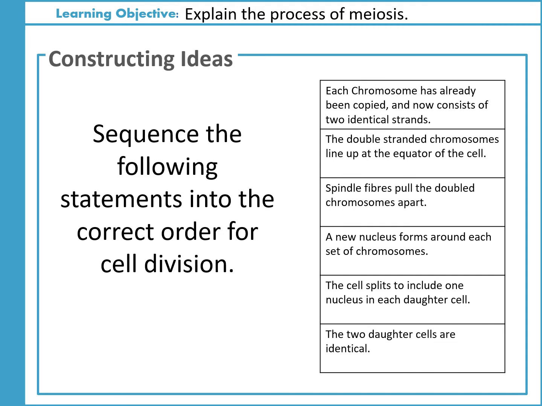Each chromosome has already been copied and now consists of two identical strands. The double-stranded chromosomes line up at the equator of the cell. Spindle fibres pull the doubled chromosomes apart. A new nucleus forms around each set of chromosomes. The cell splits to include one nucleus in each daughter cell, and the two daughter cells are identical. So this is mitosis, remember.